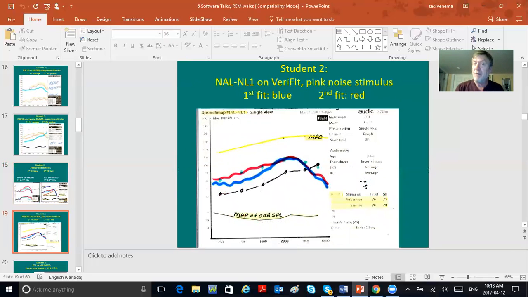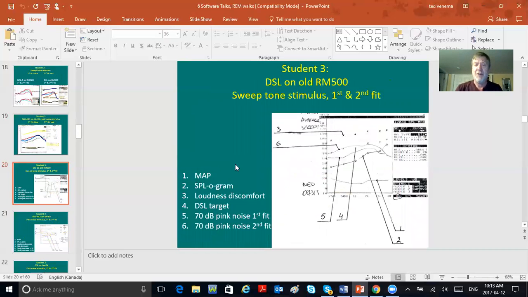Same thing here. Another hearing aid. Same thing here. Have a look. Here's the audiogram. Here's the targets, the plus signs going straight across. Here's loudness discomfort levels.